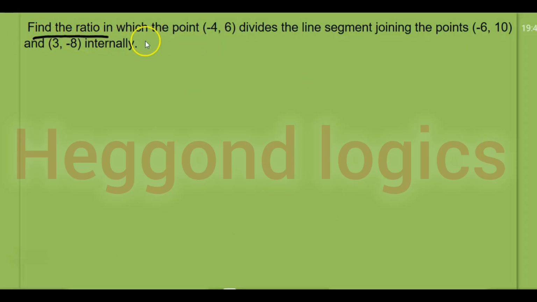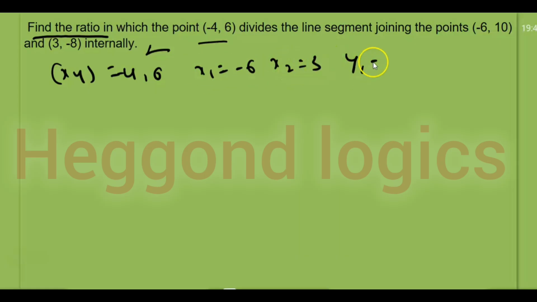Find the ratio in which the point (4, minus 4, 6) divides the line segment (minus 6, 10) and (3, minus 8) internally. Find the ratio here. In the previous question they asked for a coordinate, but here they ask for a ratio. Here (x, y) is equal to (minus 4, 6) given. And x1 is minus 6 and x2 is 3, y1 is 10 and y2 is minus 8 given.